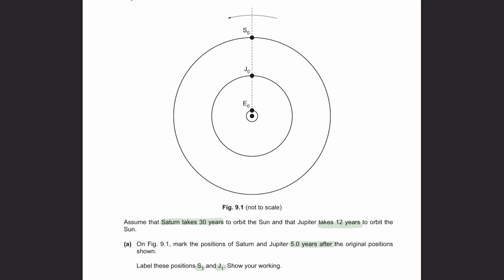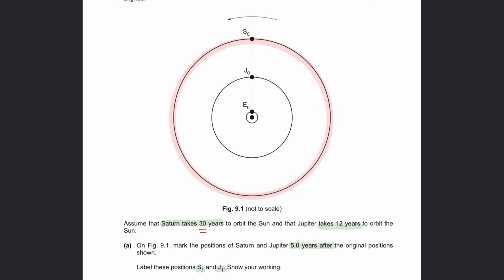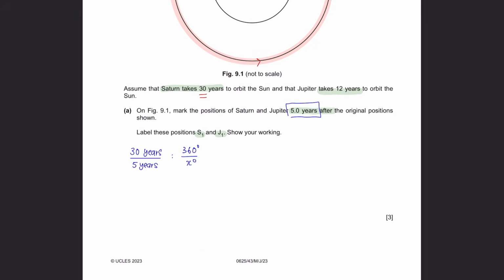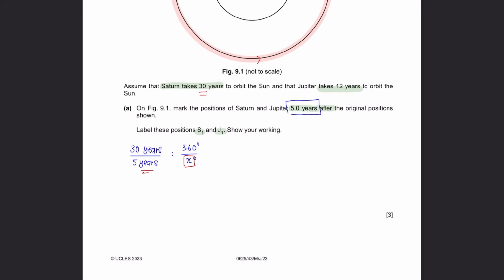Show your working. Alright, to show your working for this question, it has nothing to do with your physics knowledge but more to your mathematical skill. For Saturn to orbit around the Sun and return to its original position, this means that it took a complete circle of 360 degrees, which is equivalent to 30 years. If we want to find the position of Saturn after 5 years, we need to find at which angle the position of Saturn would be. Using the ratio method, we can find out that after 5 years, Saturn would be at a 60-degree angle.